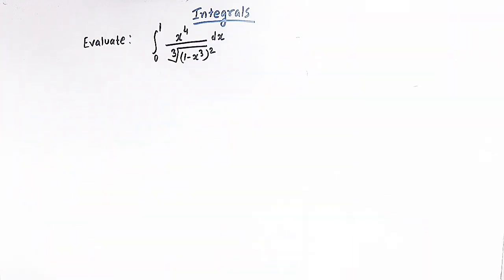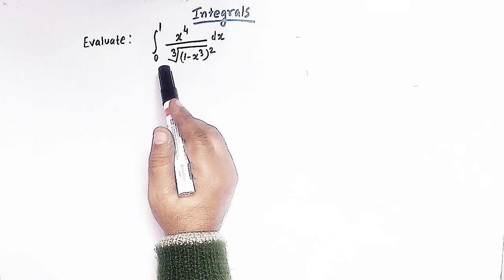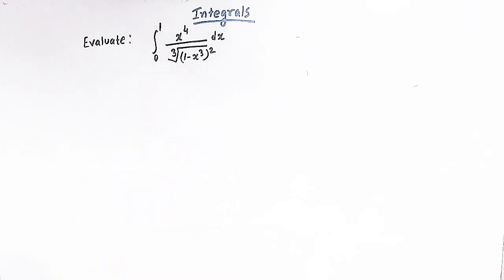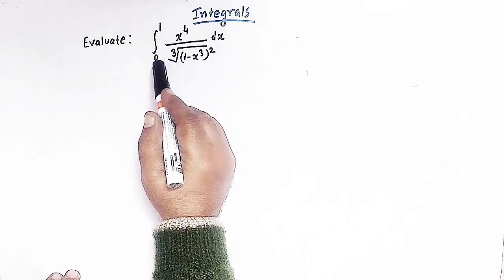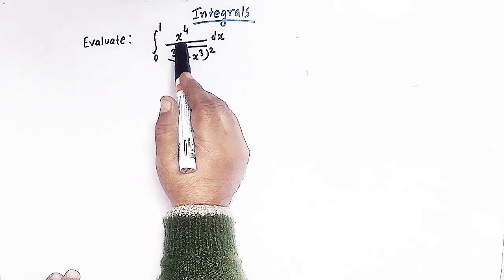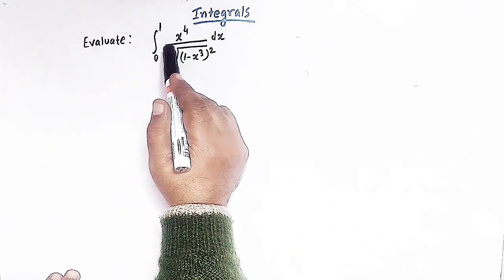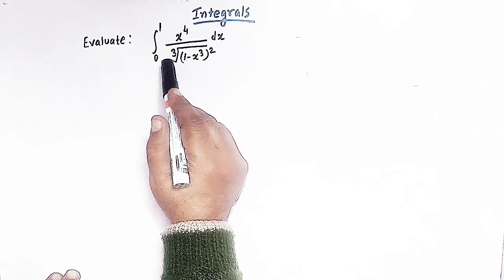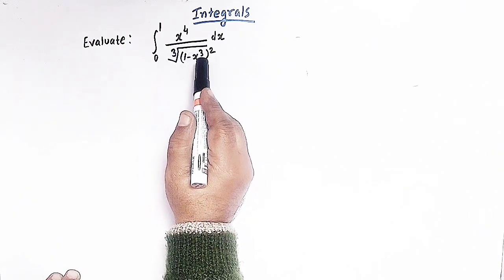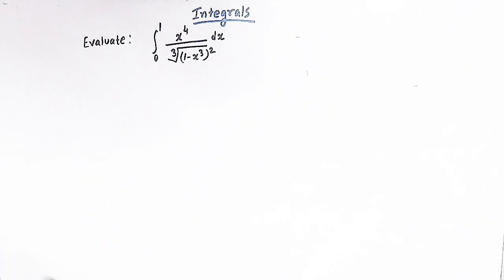Hello viewers, in today's session we are going to discuss another important problem from beta and gamma functions. And here once again we are going to apply the concepts of beta and gamma functions to evaluate this integral. So here we have to evaluate this integral from 0 to 1, x raised to 4 divided by the cube root of (1 minus x cube) squared, right?